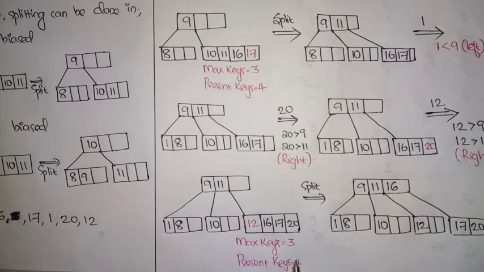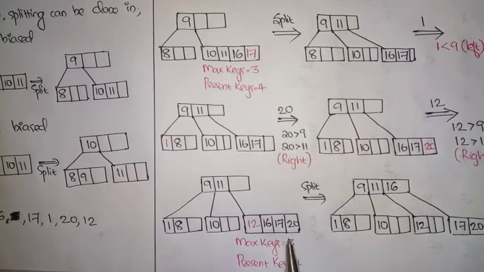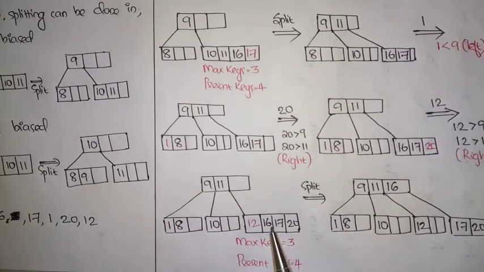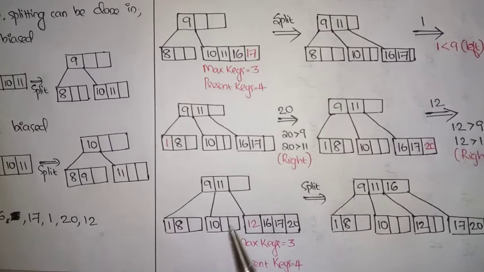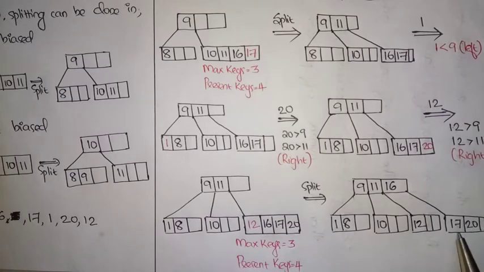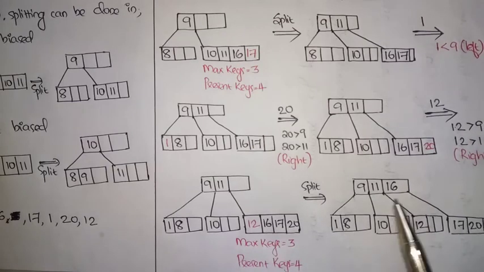So since this is violating our condition, we have to split this specific node. Either 16 or 17 has to move upward along with 9 and 11. Here I move 16 upward. So when I move 16 upward, 12 will be stored in a separate node and 17 and 20 will be stored in a separate node. So 1 and 8 are written as such. This 10 is written as such. 12 becomes a separate node. 17 and 20 become a separate node. This 16 moves upward.